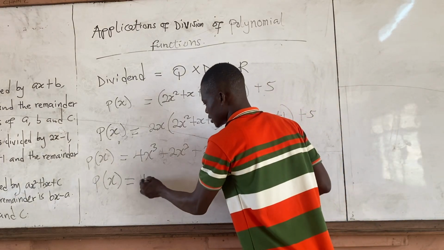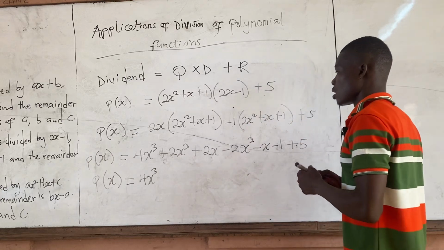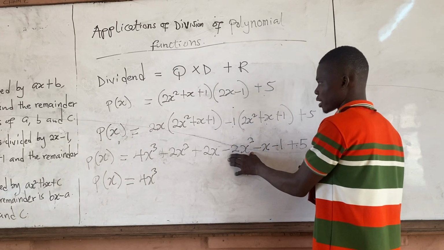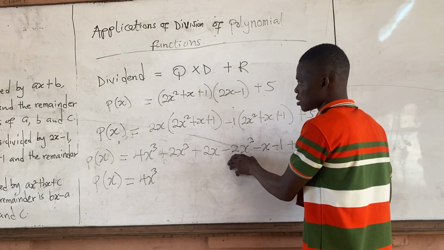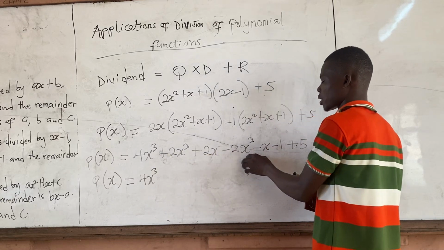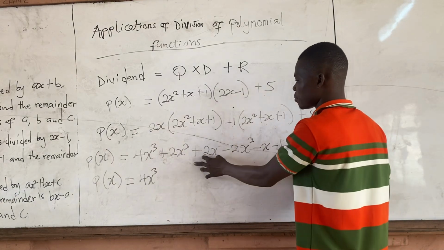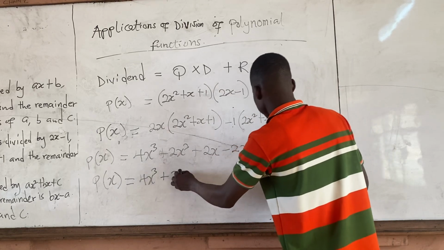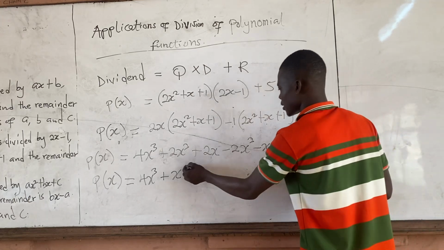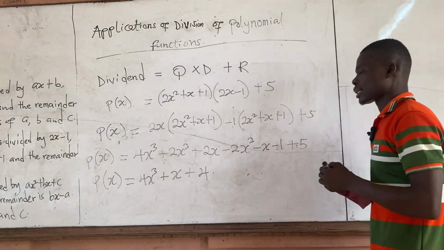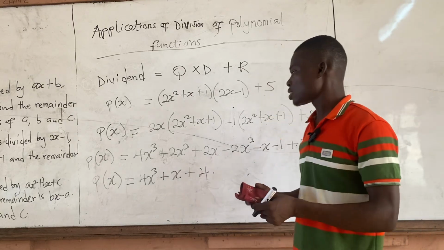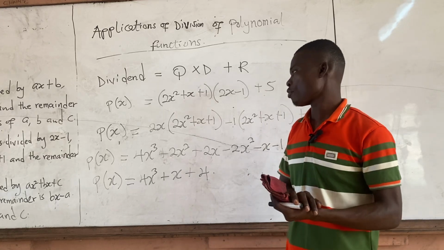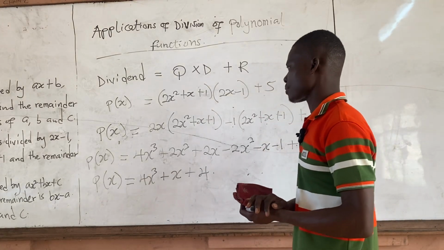So we have 4x cubed, keep. Now, let's check the squares. We have plus 2x squared minus 2x squared, which is 0. We have plus 2x minus x, we have x. We have minus 1 plus 5, which is positive 4. So now this is the function. This is the function P of x. This is how to find P of x, and it is very, very simple.